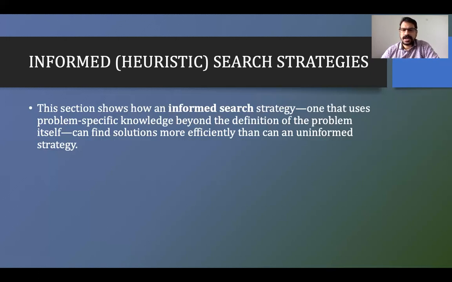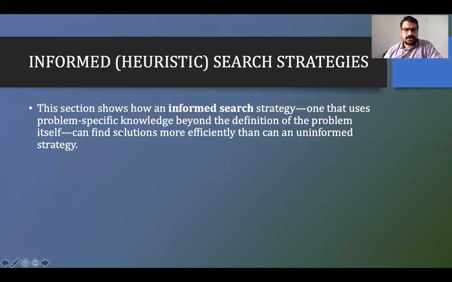The reason behind that is because the informed search has some additional information, like heuristic value or heuristic evaluation functions. Because of that, it gives us the result very quickly, or we get the result with less time complexity.